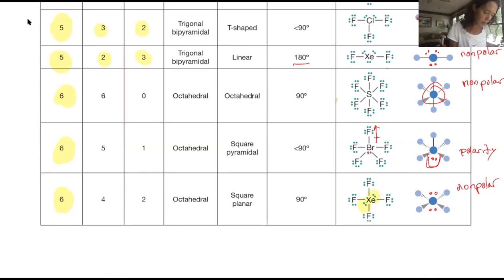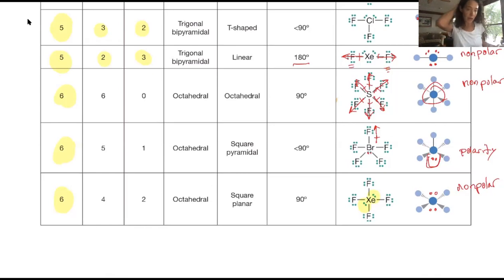This is a non-polar shape, assuming that these are the same atoms, because this cancels this, okay? This is a non-polar shape because this dipole cancels this dipole, this one cancels this one, and this one cancels this one. So what I need you to realize right now is when the dipoles cancel, you have a non-polar molecule, okay?